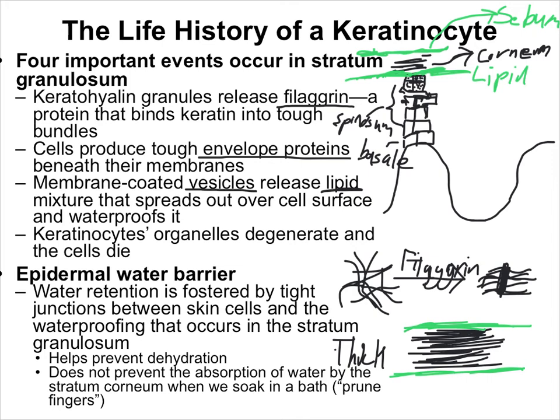And basically, as the cells in the granulosum release this lipid mixture that spills out and waterproofs the area underneath the corneum, that's effectively when the keratinocytes die. And they move up into the corneum or the lucidum. And their organelles degenerate, and they basically just become sacs of tough keratin. But here's the important thing for why your fingers prune.